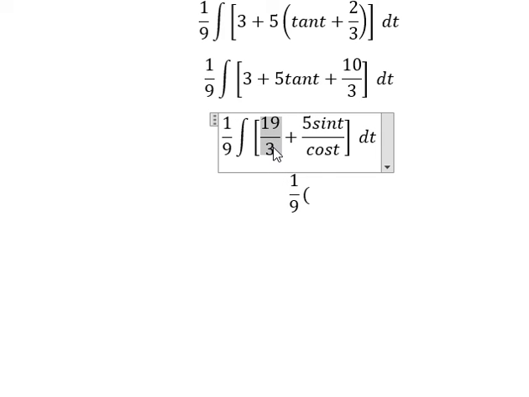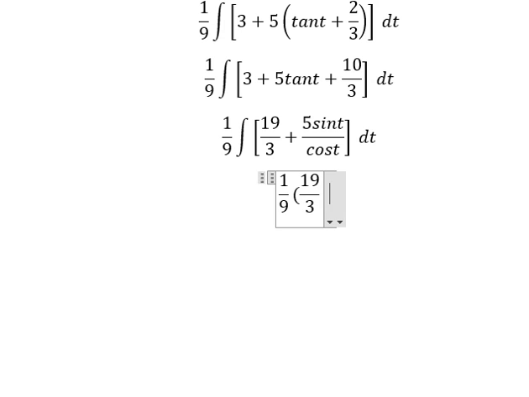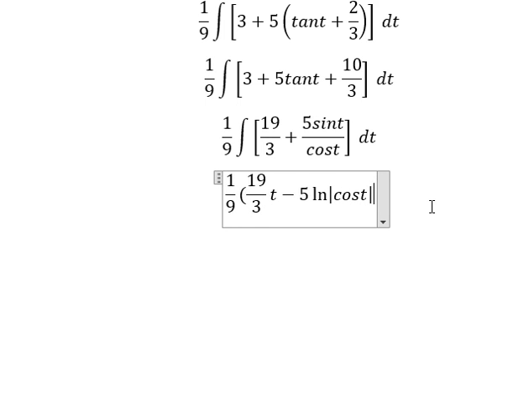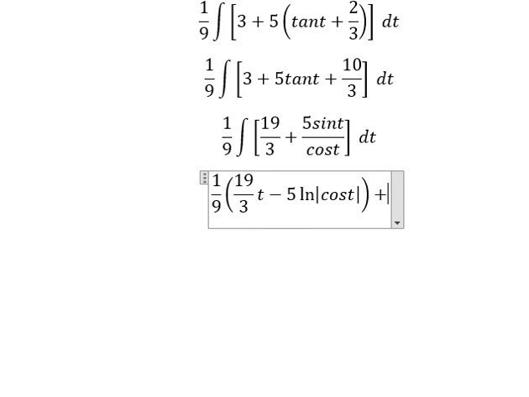The integration of 19 over 3, we have 19 over 3 times t. The integration of sin t over cosine t, we have negative number 5 ln of the absolute value of cosine t. And then I will put plus c.